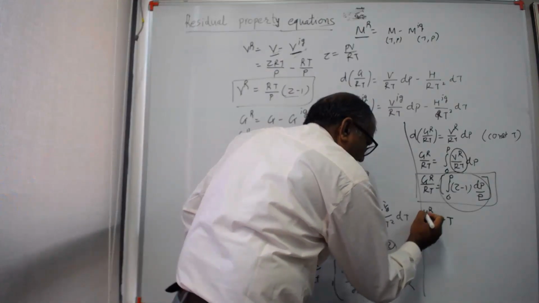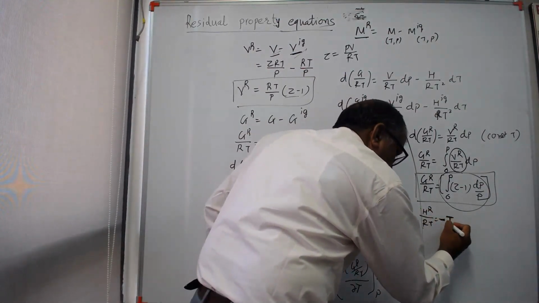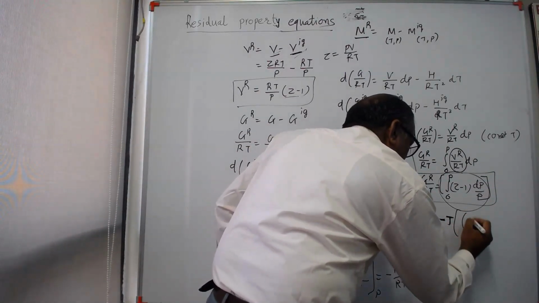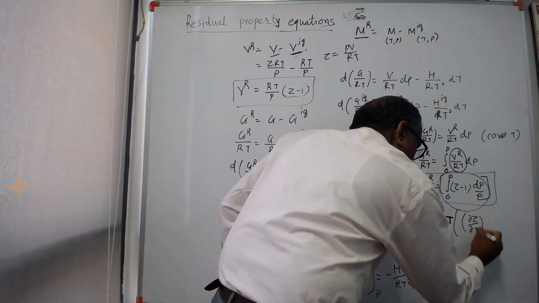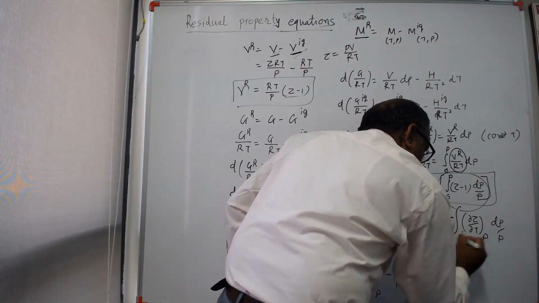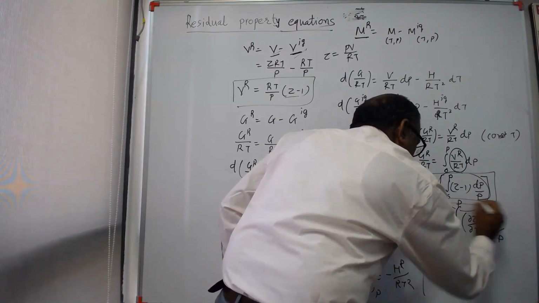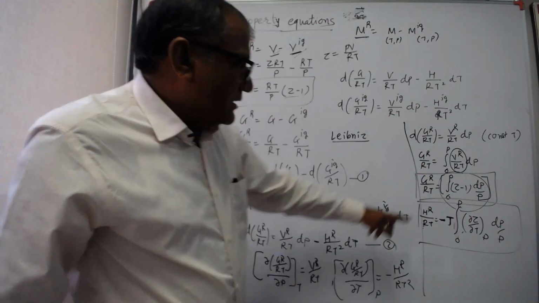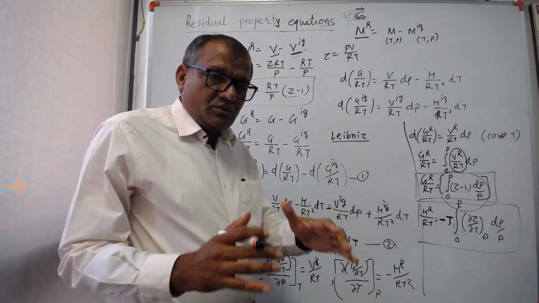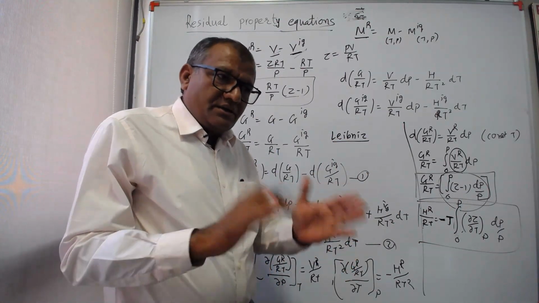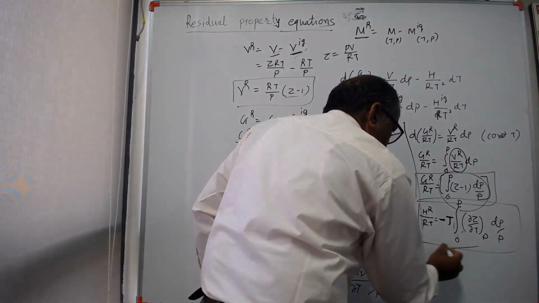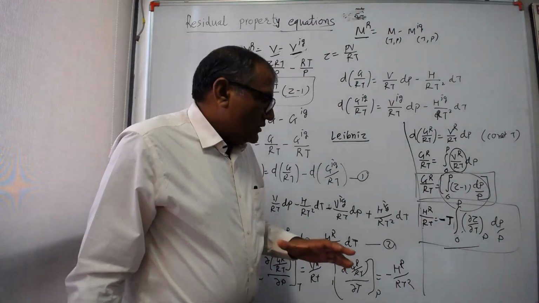So I am writing the final equation: HR over RT equals minus T times the integral from 0 to P of del Z over del T at constant P, dP by P. This is the equation of HR over RT. I have not calculated it; I have just shown the Leibniz rule to do such a calculation, the integration of a differentiation or the differentiation of an integration, and this is the final equation of HR over RT.